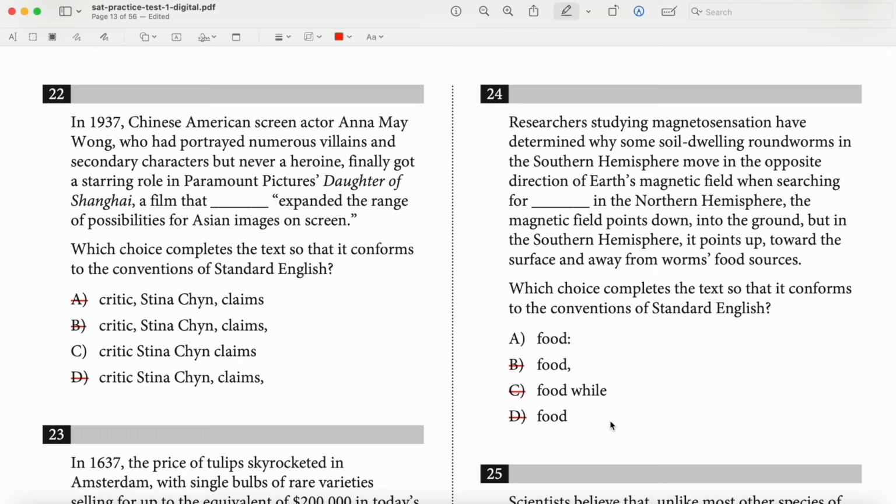Does that make some sense? Yes, it does. Because if it were just a different sentence or something else in the northern hemisphere that's searching for food while in the northern hemisphere, that could be fine. But the ideas make C and D wrong. So you've got to read for meaning. Does that make some sense? It does. That's a tough question.